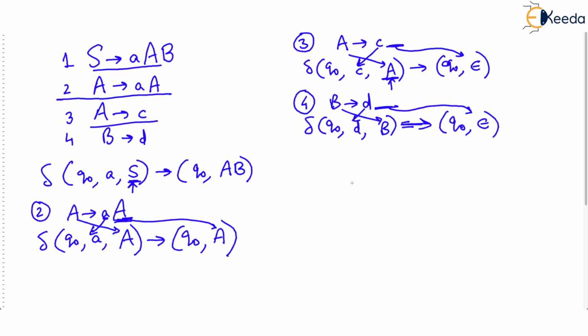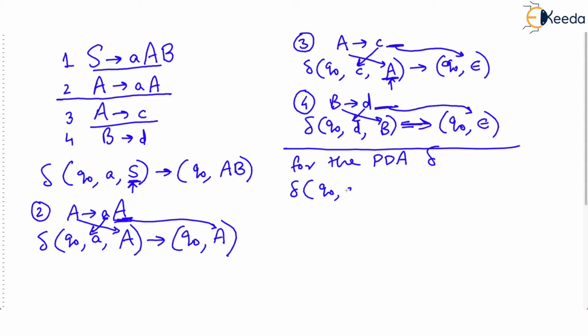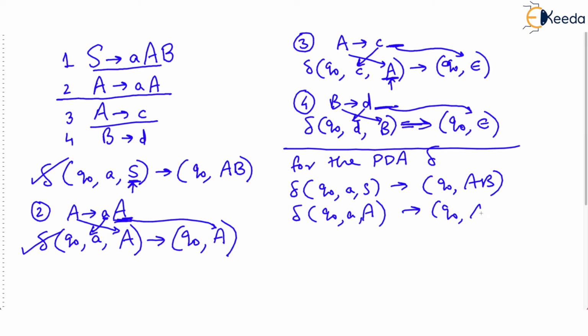Okay, so what are the transitions that we have got? Finally, let's write them properly. For the PDA that we are constructing, the transitions delta that we have got: the first one is delta(Q0, a, S) becomes (Q0, AB). Second one is delta(Q0, a, A), correct? This one becomes (Q0, A).